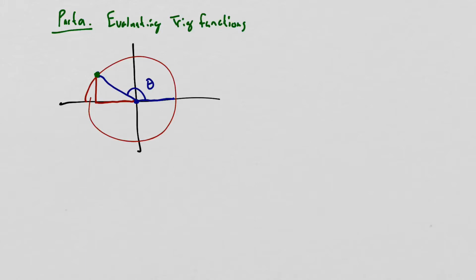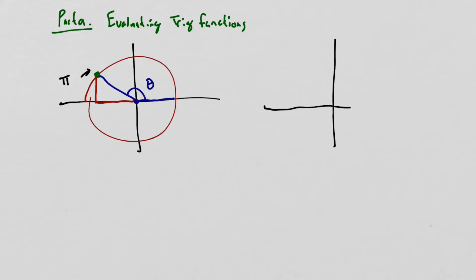And an important thing to notice is the sign of these values are determined by the quadrant of our terminal points. In this example here, sine theta is going to be positive in quadrant 2, whereas cosine theta is going to be negative in quadrant 2. A way to remember this is with the following chart.